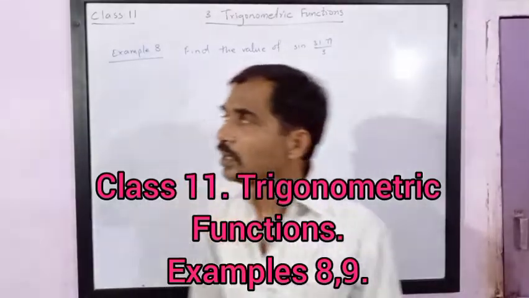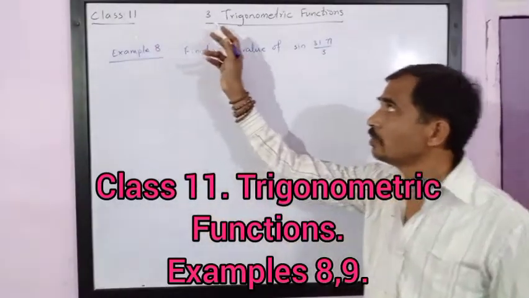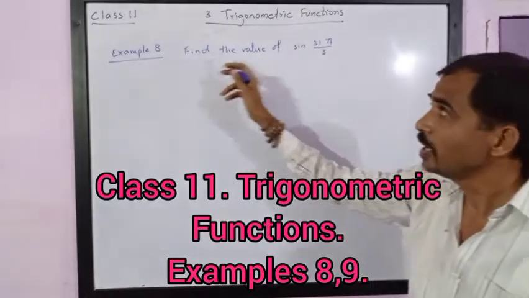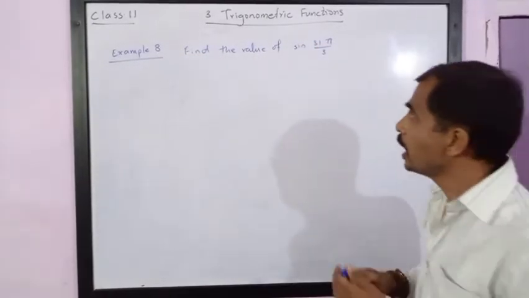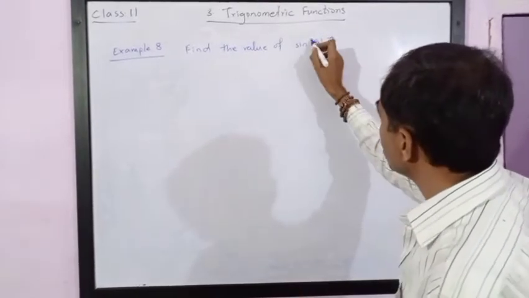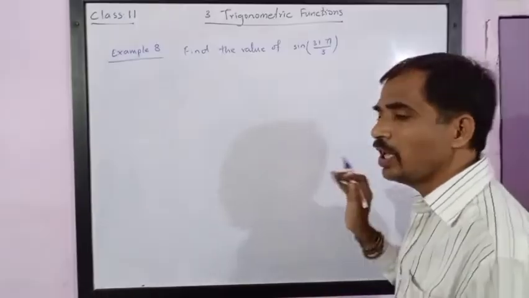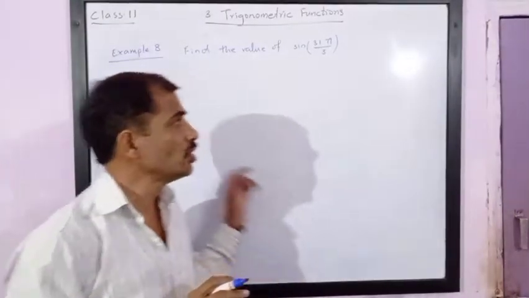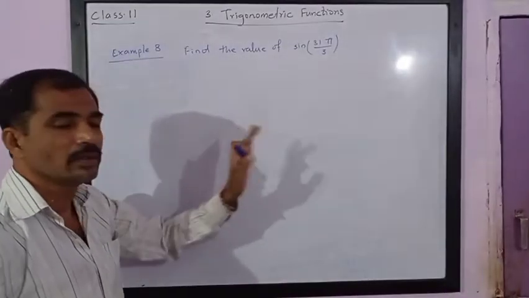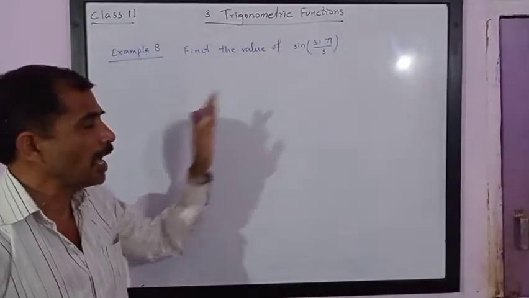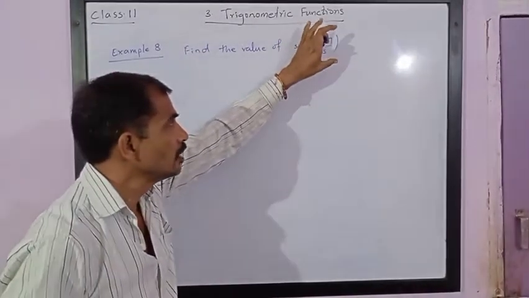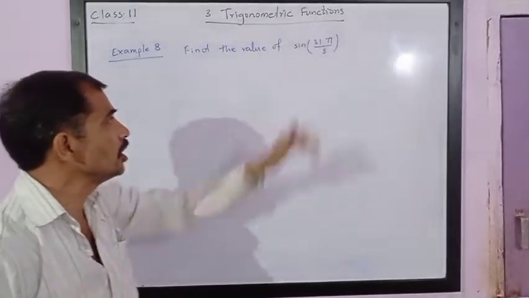Dear friends, in class 11, third chapter, we are studying trigonometric functions, and in that example it is: find the value of sine 31π/3. We have found the values of trigonometric ratios from 0 to 2π, or 0 to π/2, in more detail. So let us find whether this angle is related to it or not.